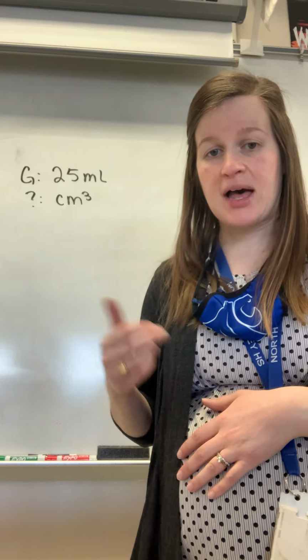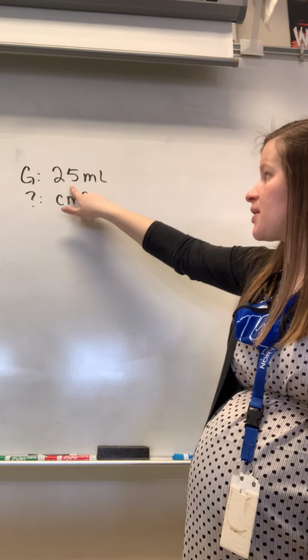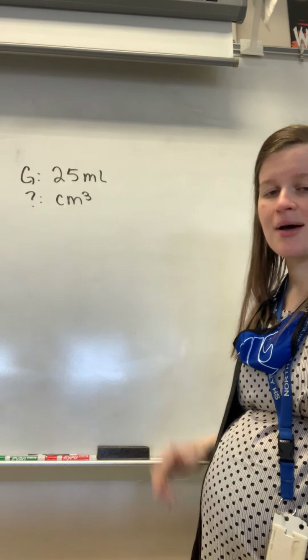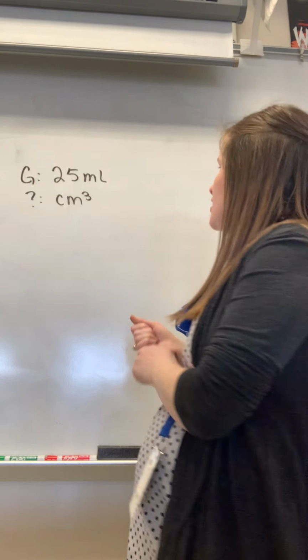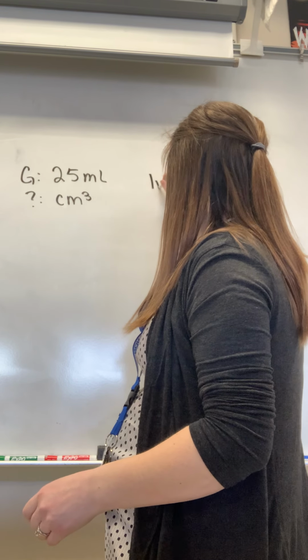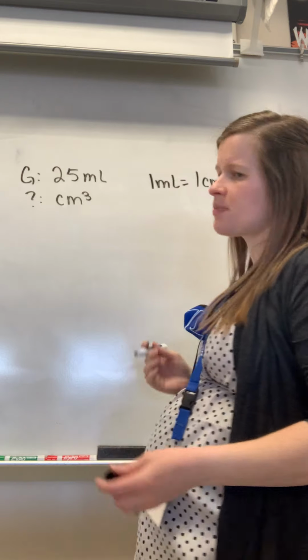So I have an example behind me. We're gonna work it and then we're gonna work the next one. In this case, our given is 25 milliliters and we wanna know how many centimeters cubed that is. I know that for every 1 milliliter, I have 1 centimeter cubed. So I'm gonna work this problem just like normal.